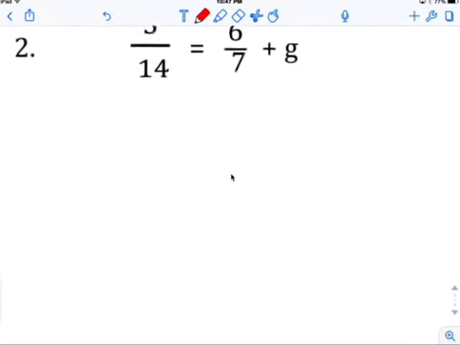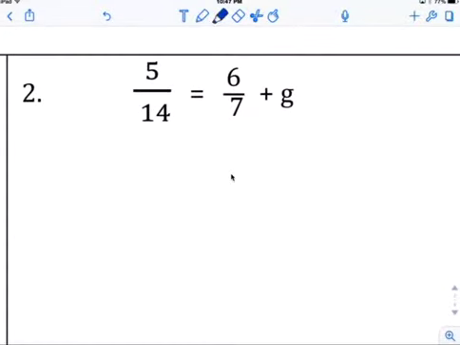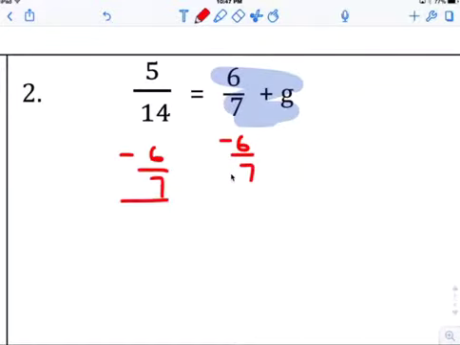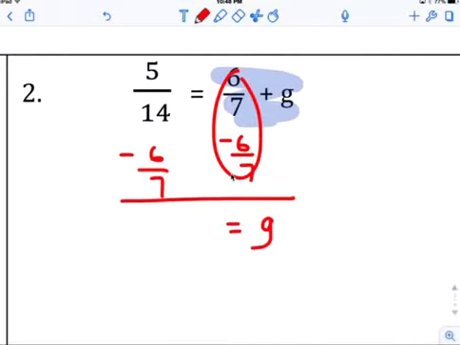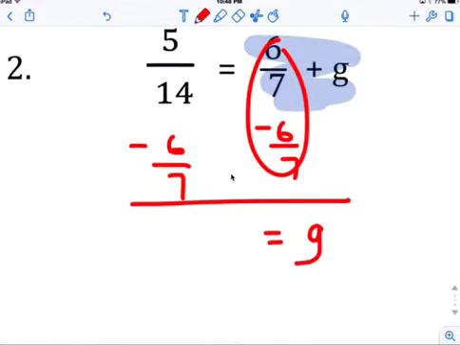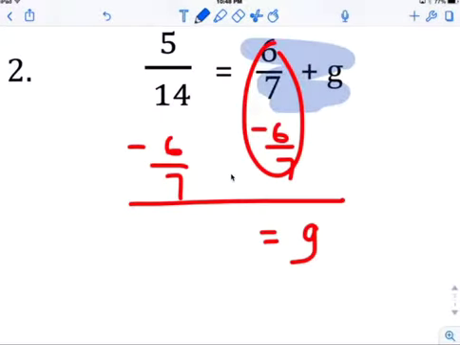Now, this one here, you need to make this one equal to 0. So you minus 6 over 7. That's 0. 0 plus g is g. Okay, least common denominator is 14.